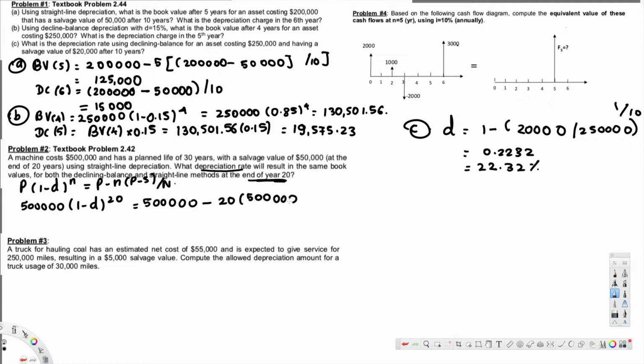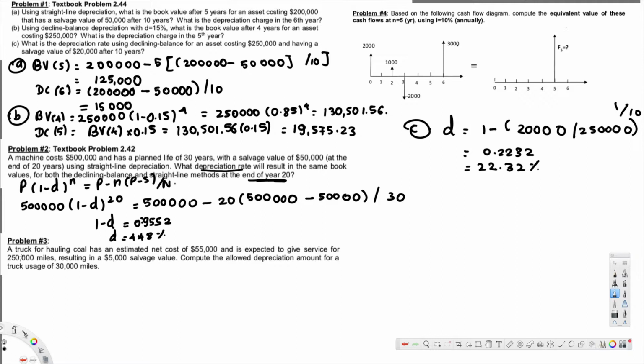500,000 minus, what is the salvage value? That is 50,000. 50,000 divided by, the life is 30 years, so divided by 30. And if you calculate this one, you are going to get 1 minus d is equal to 0.9552. Therefore, d is equal to 4.48%. That's the answer for the second question.